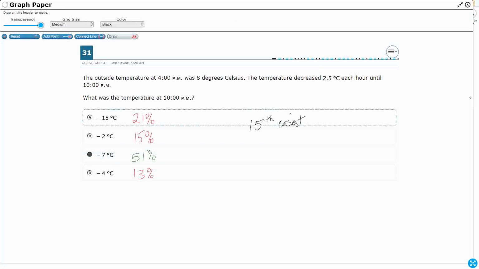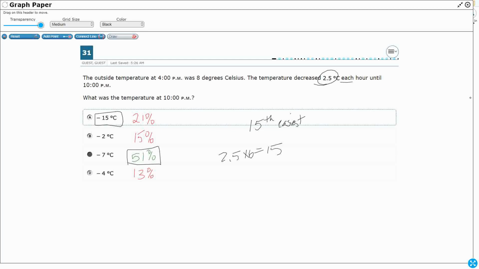Let's see how we did across the state of Texas. So this was a little bit on the easier side, 15th easiest. You see we had more than half our students, a little bit more, get this correct. So how do we get some of these incorrect answer choices? If students recognize that I got 2.5 degrees each hour and it's 6 hours, and they just do the 2.5 times 6, remember that was the 15, and they just stopped there. They didn't necessarily subtract that from 8 degrees, and so they just ended up with -15.